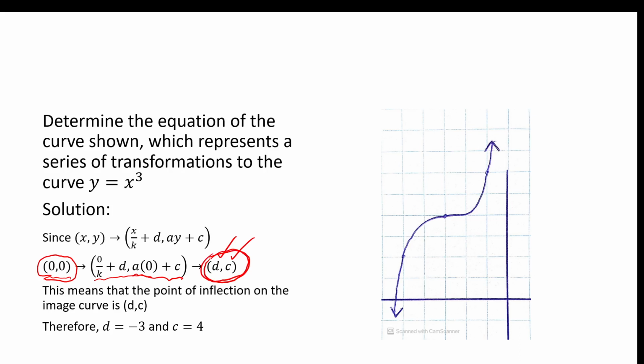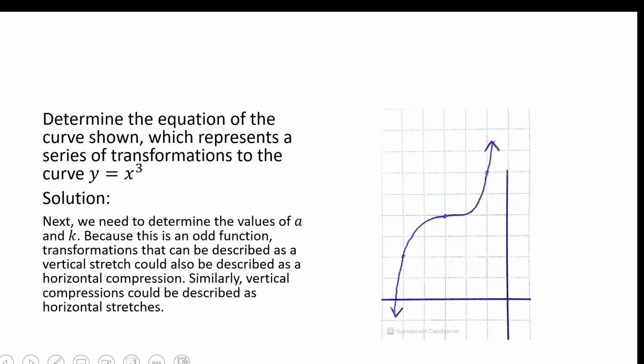And so that means wherever that point of inflection is, it immediately tells us our d value and our c value. And so since the point of inflection is at negative 3, 4, that means our d value is negative 3 and our c value is 4.